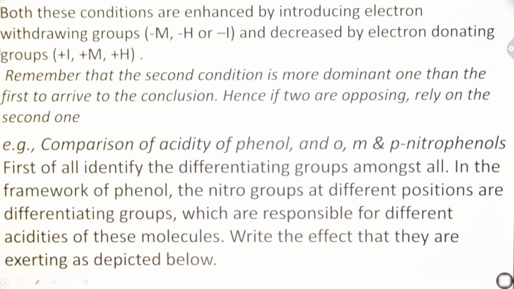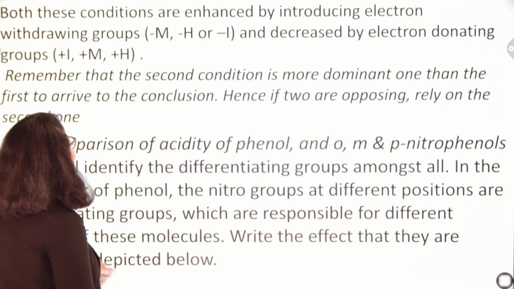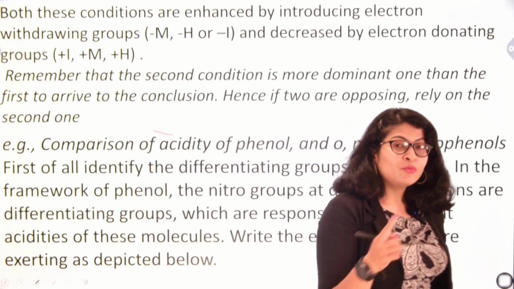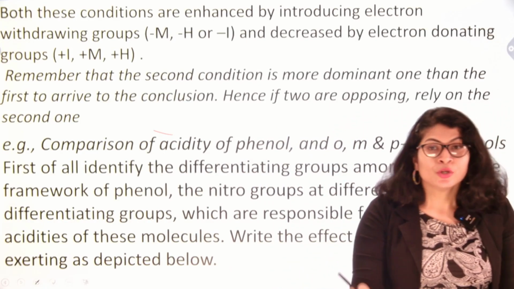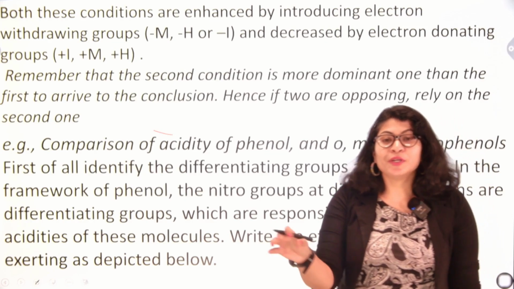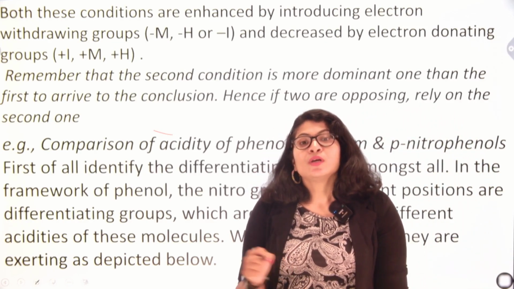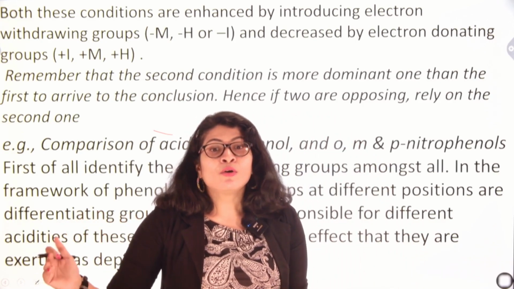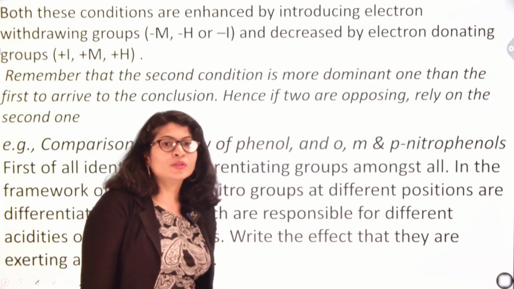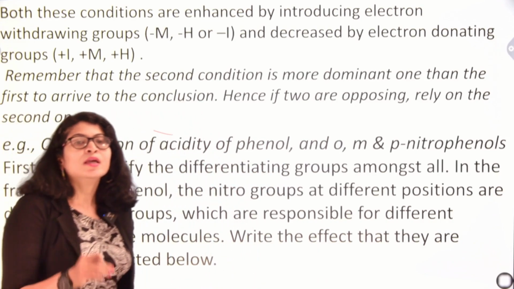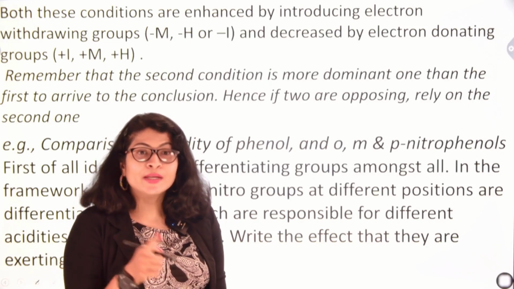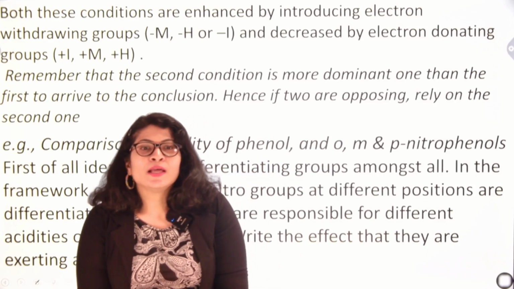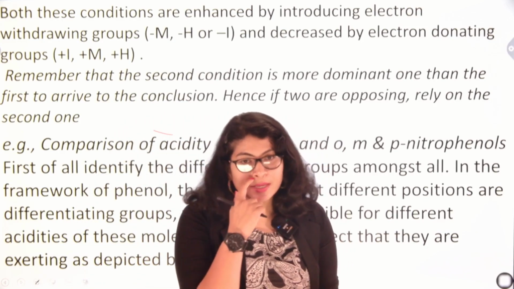Next, both these conditions are enhanced by introducing electron withdrawing groups, because after the loss of H+, what is left behind is a negative charge. So any group present which withdraws or delocalizes this negative charge will add up to the acidity of that substance. Both conditions are enhanced by electron withdrawing groups which have minus M, minus I or minus H, and decreased by electron donating groups which are plus M, plus I and plus H.